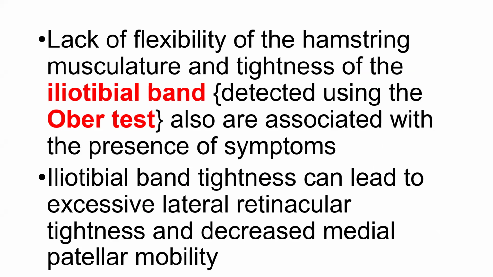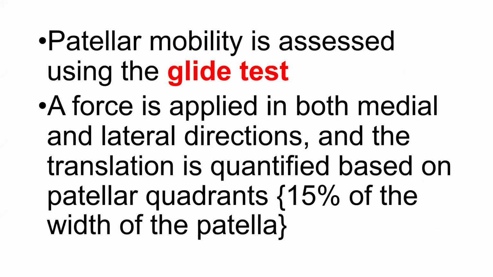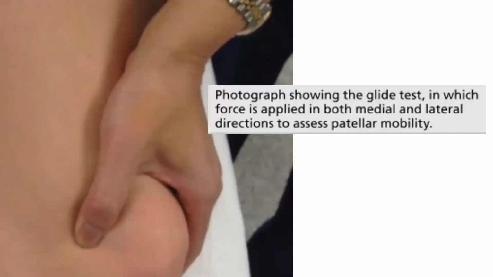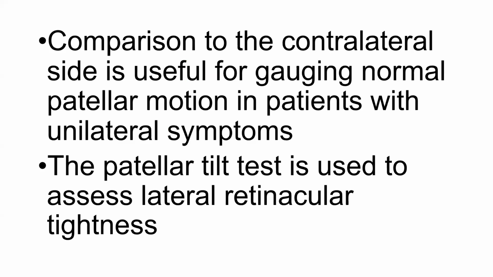Lack of flexibility of the hamstring musculature and tightness of the iliotibial band is detected by the Ober test. You have to know how to do the Ober test, and this will predispose the patient. Now, patella mobility should be assessed by doing the glide test. A force is applied in both medial and lateral directions, and translation is quantified based on patella quadrants, 15% of the width of the patella. So this is the glide test. So you have to compare both knees. Many times it's only present on one side, or it can be bilateral.